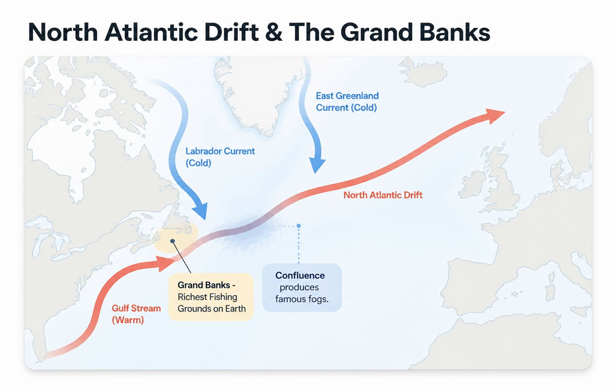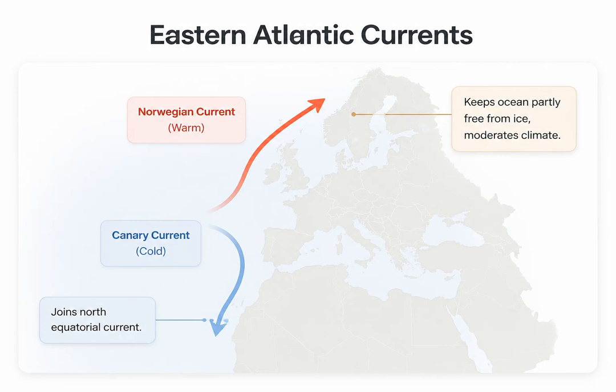More importantly, this mixing creates the Grand Banks, one of the most vital and richest fishing grounds on Earth. From here, under the influence of the westerlies, the water moves eastward across the Atlantic as the North Atlantic Drift. When the North Atlantic Drift reaches the eastern part of the ocean, it splits.